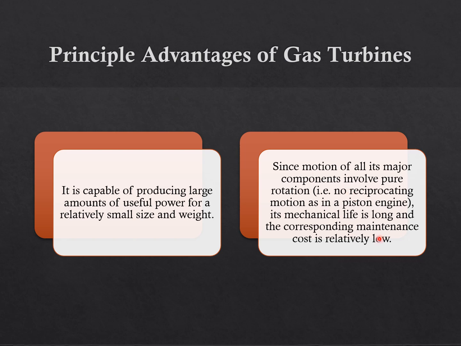Okay, so other points. If you think about the turbine, the motion is totally rotational, right? Rotational motion, meaning it is not reciprocating motion, it's just rotation. Reciprocating motion is the type of motion you see in a piston engine, which is a different type of engine. And gas turbines have a long mechanical life, and you don't have to take much care of them, meaning maintenance cost is very low. They function very efficiently.